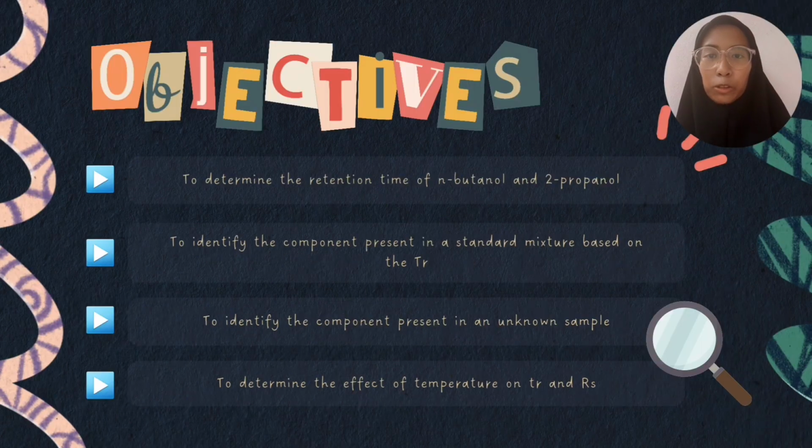So, moving forward to the objectives, there are 4 objectives in this experiment. First, this experiment is conducted to determine the retention time for the sample using the chromatography machine. Second, we want to identify what compounds are present in the standard mixture by using the retention time. Next, we want to identify what compounds are present in the unknown. Last but not least, we want to identify how temperature can affect the values of retention time.